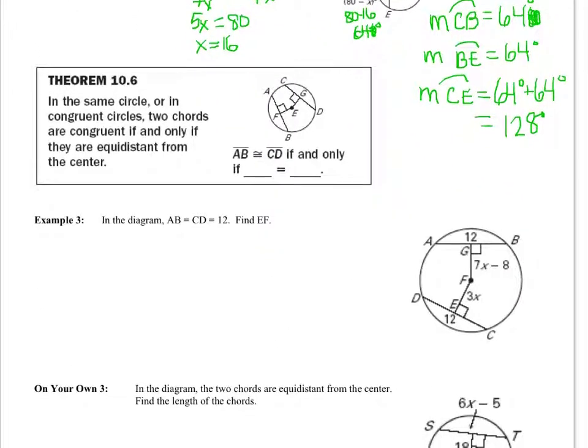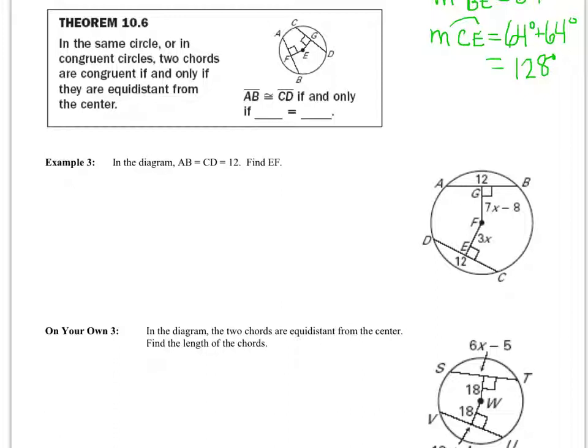Okay, theorem 10.6 says, in the same circle, or in congruent circles, two chords are congruent if and only if they're equidistant from the center. So we know the chords are the same if they're equal distances from the center. So this says segment AB is congruent to segment CD if and only if these two little pieces are congruent. So we can write EF, and we're just going to write capital E, capital F, because that means the distance from E to F, is equal to capital E, capital G, so the distance from E to G.